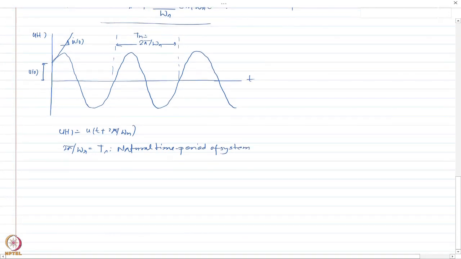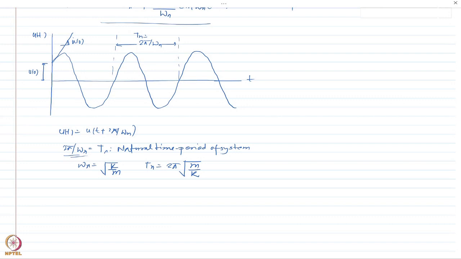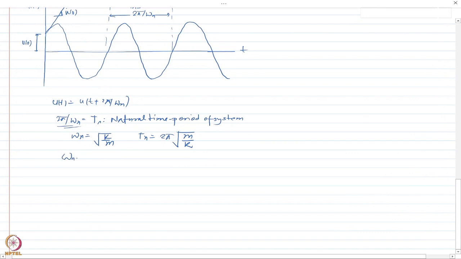And remember that the value of omega n that we have obtained is under root k by m. So now the value of Tn would become, using this relationship, 2 pi under root m by k. So as I said, Tn is called the natural time period of the system, and omega n is called the natural circular frequency of vibration. As you can see from this relationship, omega n is related to Tn, and the unit of omega n is radian per second.